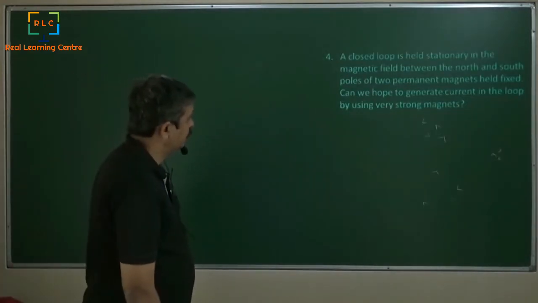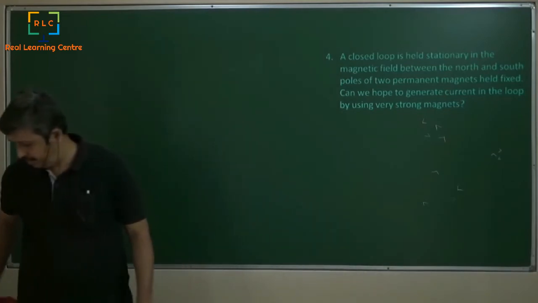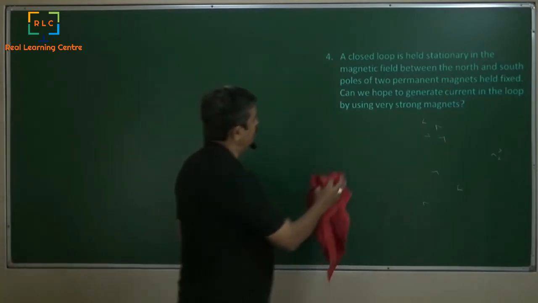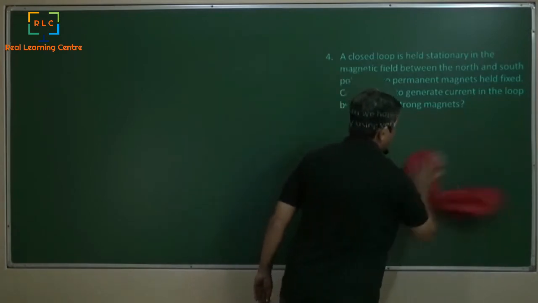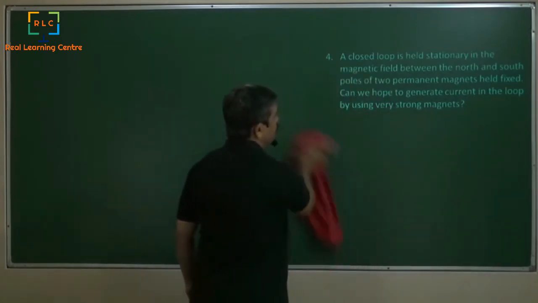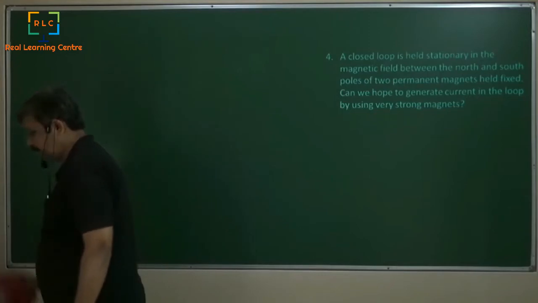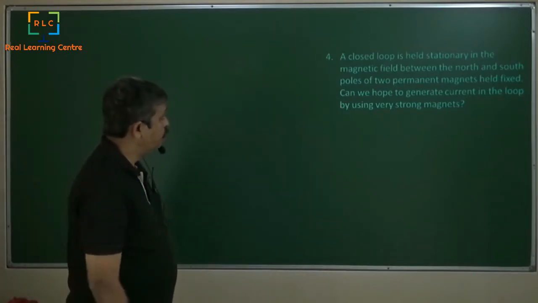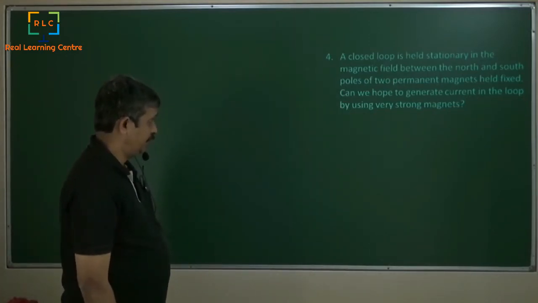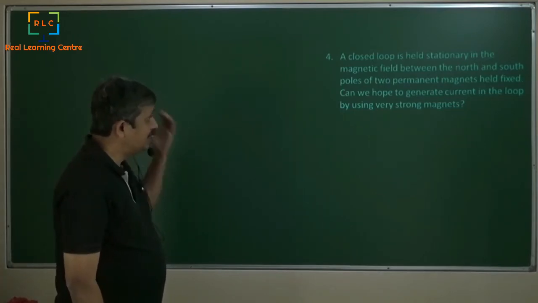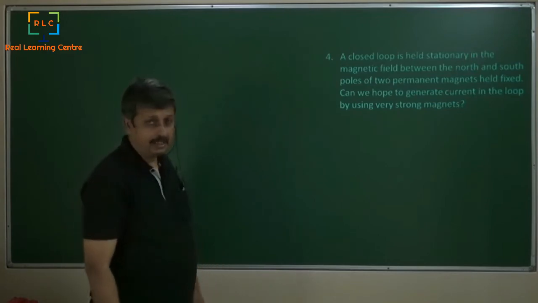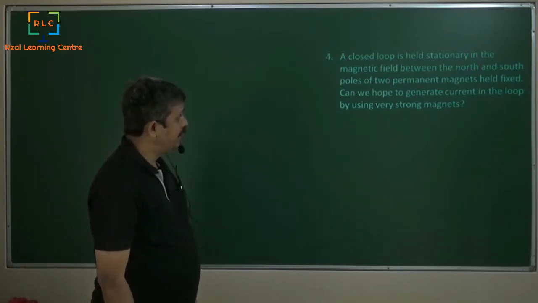Look at this. A closed loop is held stationary in a magnetic field between the north and south poles of two permanent magnets held fixed. Can we hope to generate current in the loop by using very strong magnets? See, it's just this. There is a magnet, and a closed loop is held stationary.